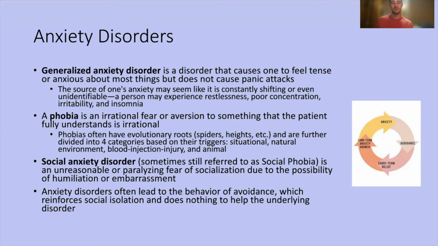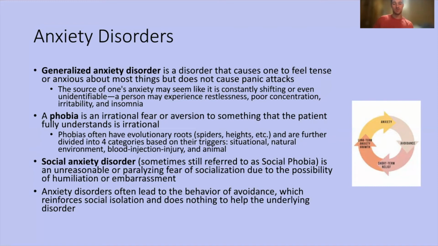And they're further divided into 4 categories based on their triggers. So situational, for example, some people may be afraid of bridges, or they may be afraid of very open spaces. Natural environment, maybe people are afraid of thunder or certain weather conditions. People can have a phobia of tornadoes, for example. Maybe they had a bad experience once. Blood injection injury. People, like I just said, will have an irrational fear of needles, maybe, or just an irrational fear of seeing blood. Thinking about blood sometimes can even do it to people. And animal fears as well. So people can be afraid of dogs, spiders, lions, any sort of animal.